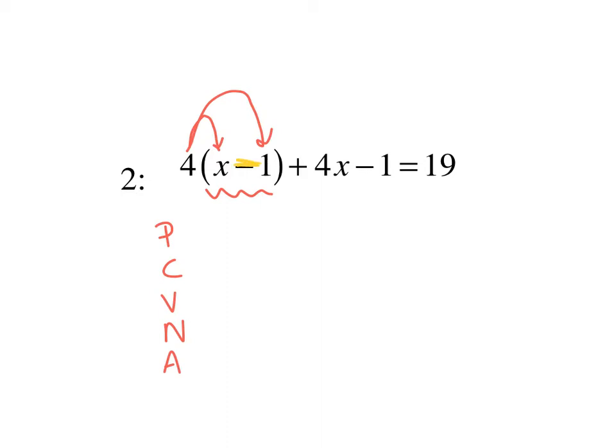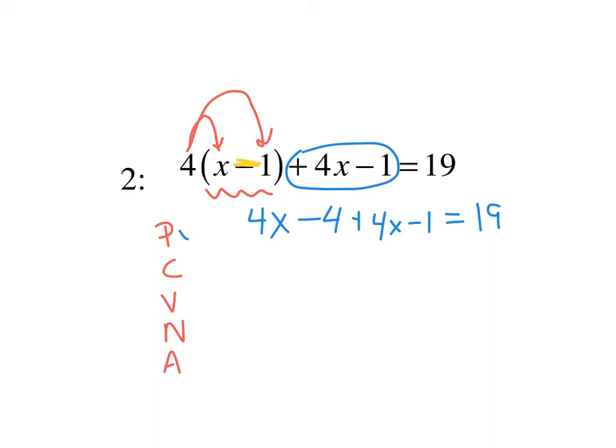Negative 1. So I ask myself, what's 4 times x? Well, 4 times x is 4x. What's 4 times negative 1? It's negative 4. And then I do not distribute my 4 to this part of my expression, I just rewrite it. So I now have positive 4x minus 1 equals 19. So I now no longer have any parentheses, so I'm gonna put a check next to the P.